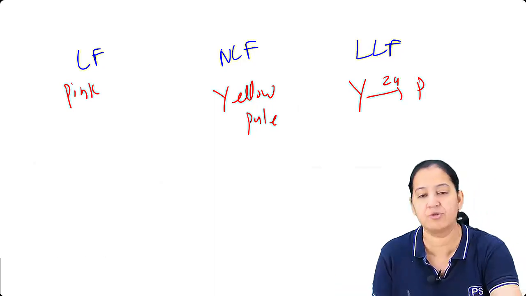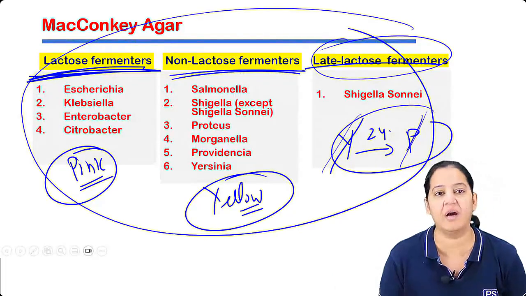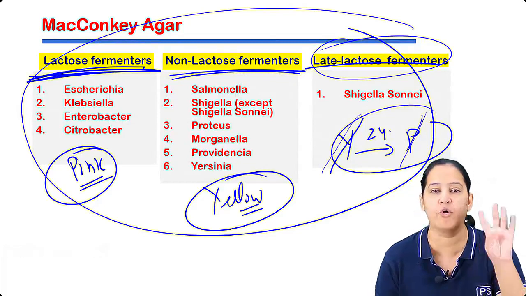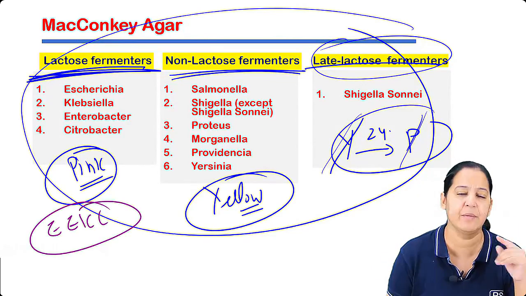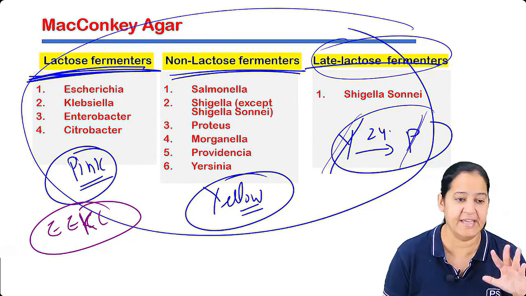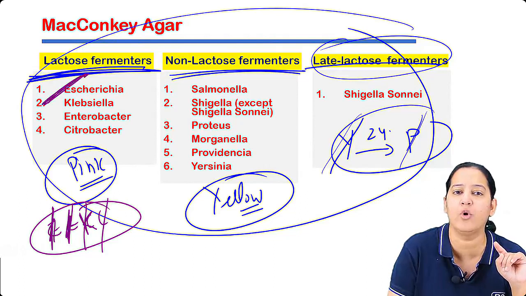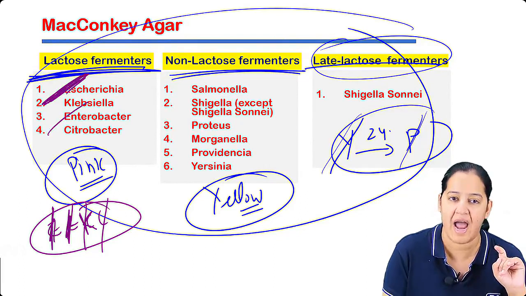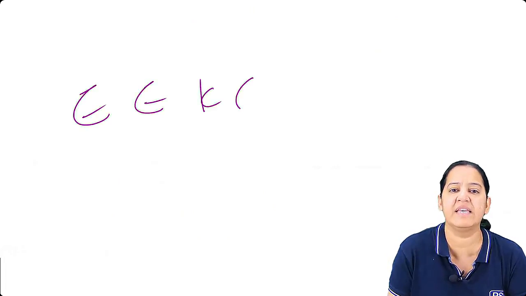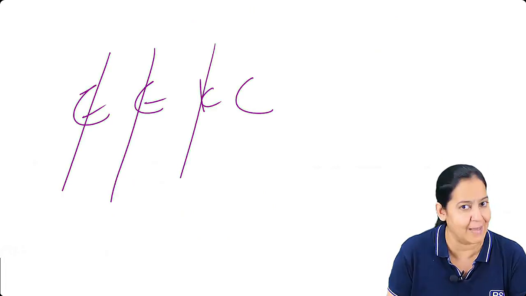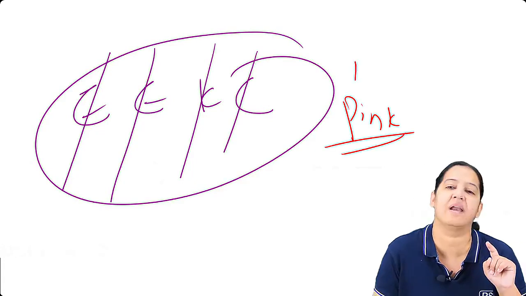Now I will help you to learn the members in each category. You get many questions on the classification. Pink colony is formed only by 4 members. Please learn the names of the 4 members. The mnemonic is EEKC. E. coli, Enterobacter, Klebsiella, Citrobacter. All these 4 form pink colonies because they are lactose fermenters.